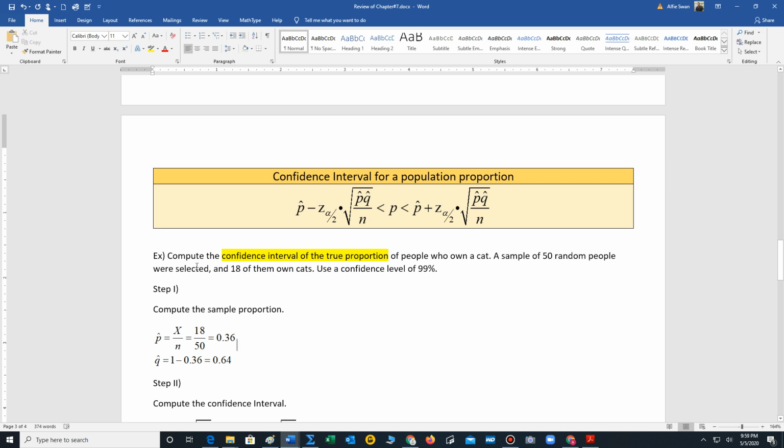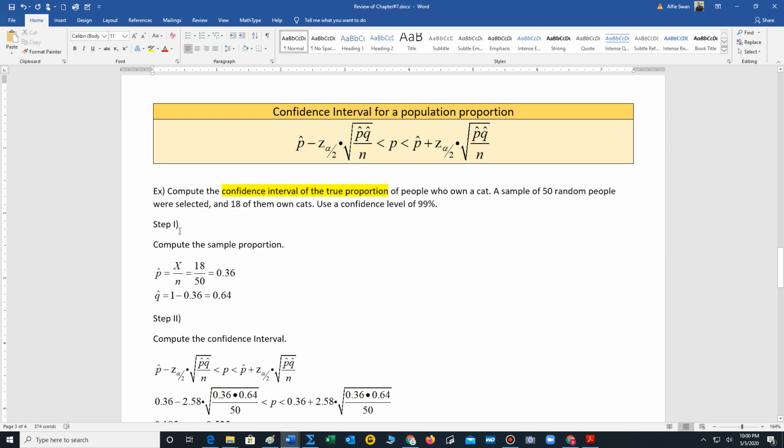So here's our example. Compute the confidence interval of the true proportion, so that's P, the true proportion of people who own a cat. A sample of 50 random people were selected and 18 of them own cats. Use a confidence level of 99%. So step 1 is to compute the sample proportion. That's going to be x out of n. So we have 18 people who own cats out of a sample of 50. So 18 out of 50 is 0.36.